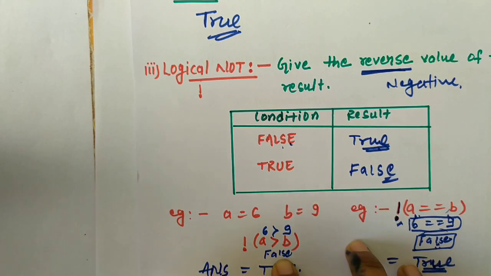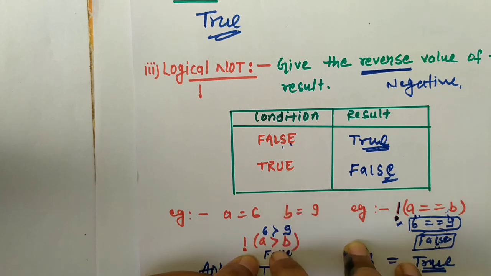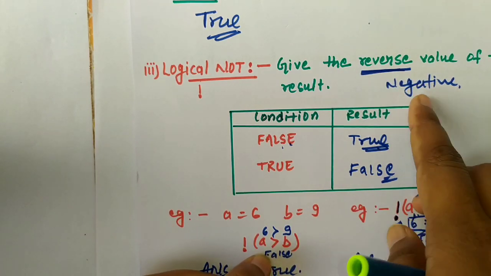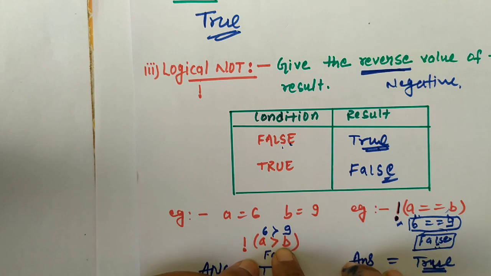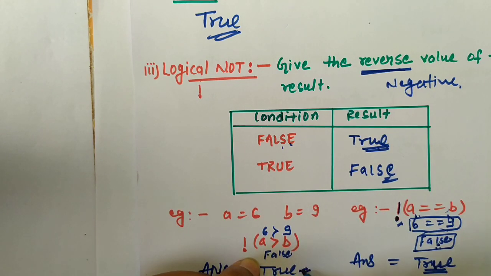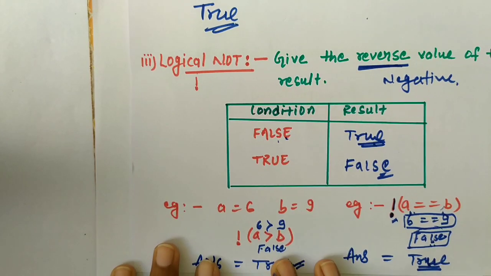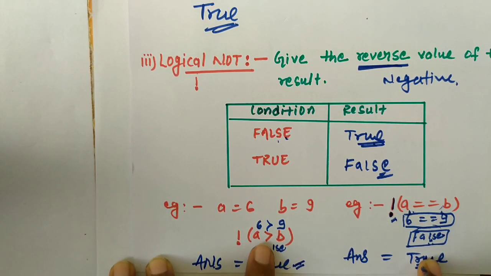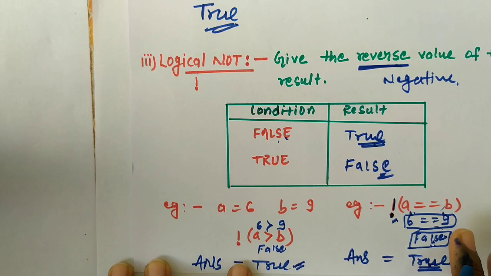Because in front of this question there is a NOT sign. NOT sign means it gives the opposite value or negative value. That means the condition is false, the result is true. It gives the true value. So the answer of these two questions is true and true.